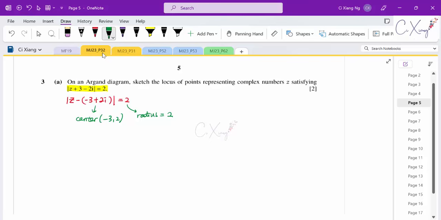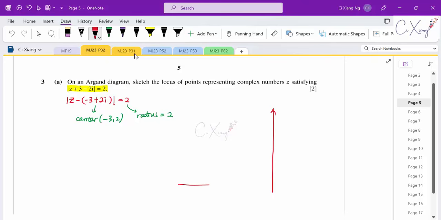Because for the whole equation here, it means that the point z, the modulus means the distance. So the distance of point z from the point is equals to 2. Therefore, all the z that is 2 units away from the center, from the complex number, actually form a circle, the locus is a circle. Okay, since we already know the center and also the radius, we can try to plot it.